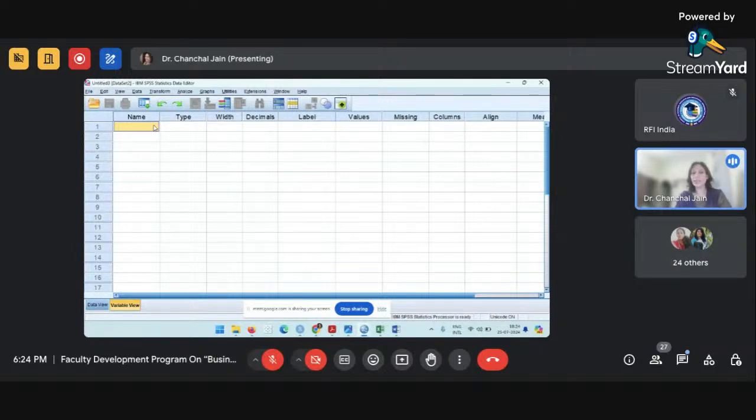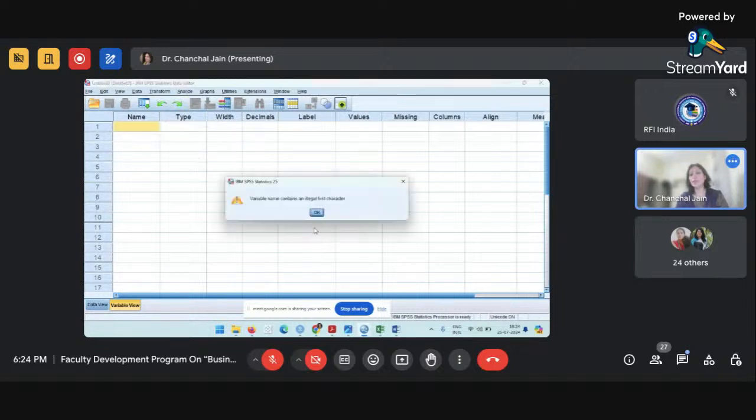There are rules, like you cannot start the name of a variable with a number. Like if I'm writing gender, I have written 1 gender. I'm using the tab key to shift my selection from this cell to the next cell. When I'm shifting, you can see a warning is thrown by SPSS. It says the variable name contains an illegal first character. So I told you that you cannot start the name of a variable with a number.